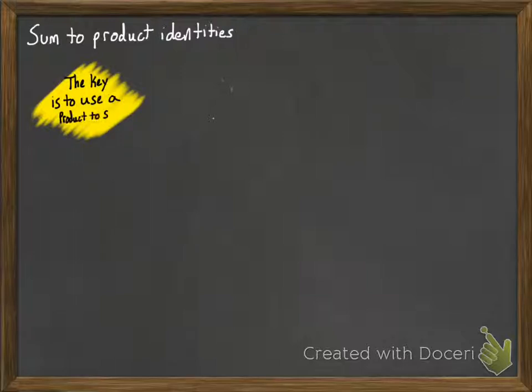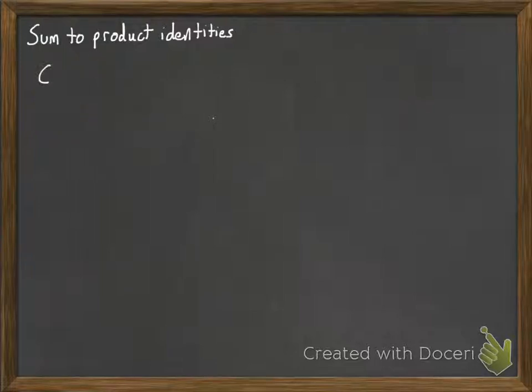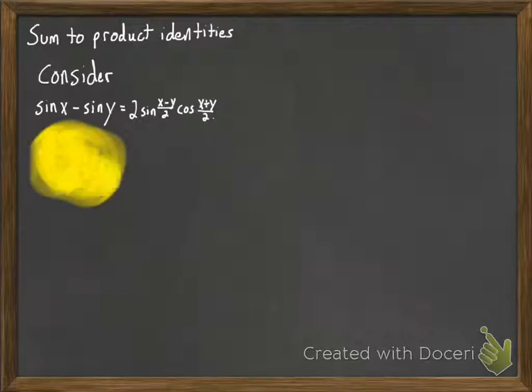And the key to proving a sum to product identity is to use the partner product to sum identity. And what we're going to look at is, how do I recognize what the partner product to sum identity is? So let's consider. We have the identity sine x minus sine y equals 2 sine x minus y over 2 cosine x plus y over 2. And a little yellow dot says, remember, use a product to sum that matches.